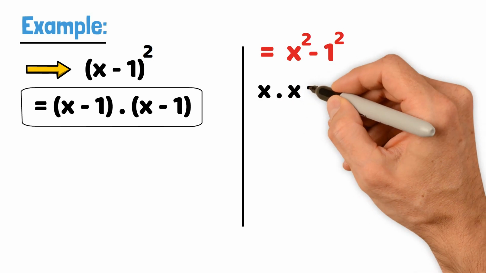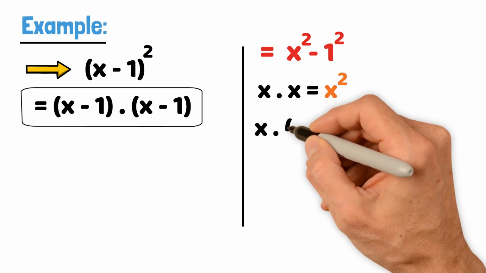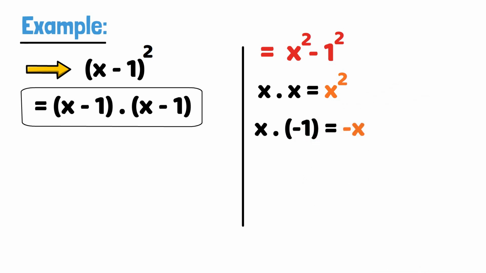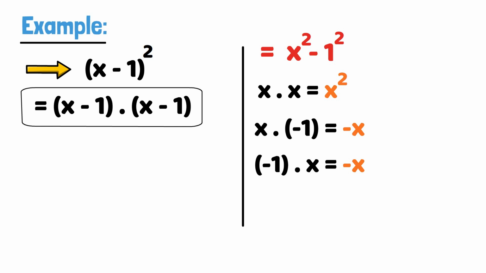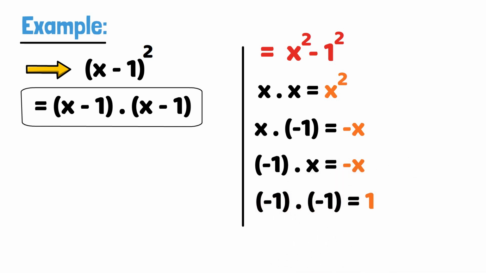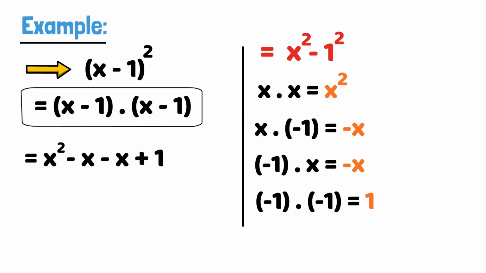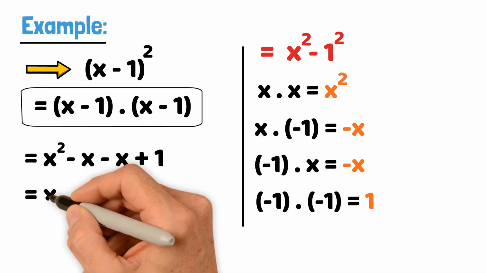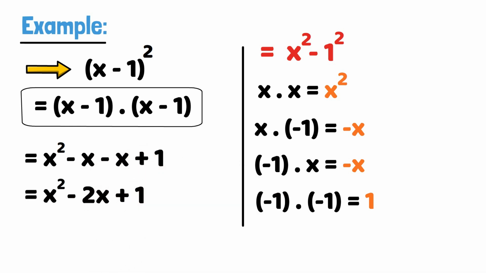The first term is x times x. The second term, the outer term, is x times negative 1. The inner term is also negative 1 times x, and the last is negative 1 times negative 1, which is positive 1. So what you get is x squared minus 1x, or x, minus another 1x, or x, and then plus 1, for a total answer of x squared minus 2x plus 1.